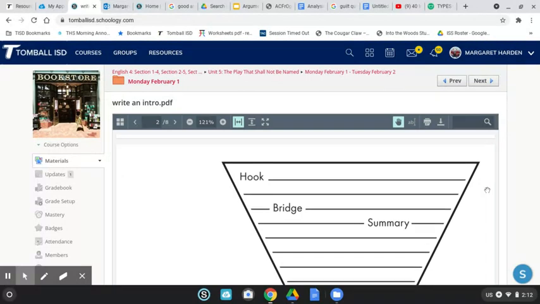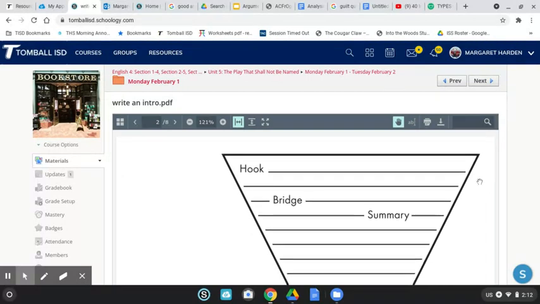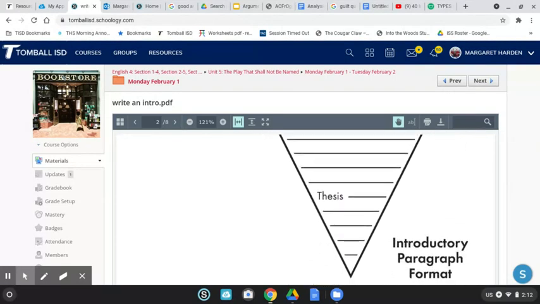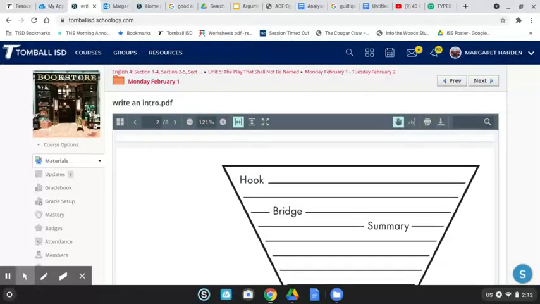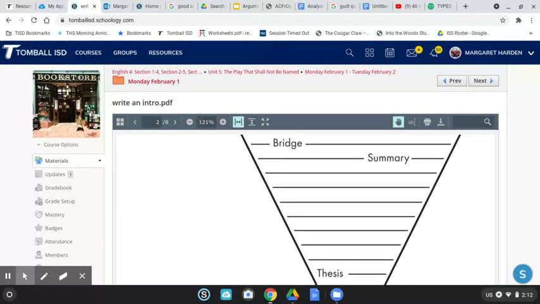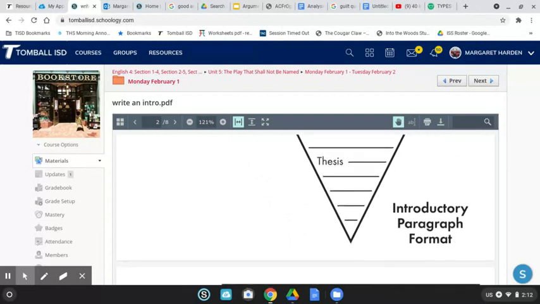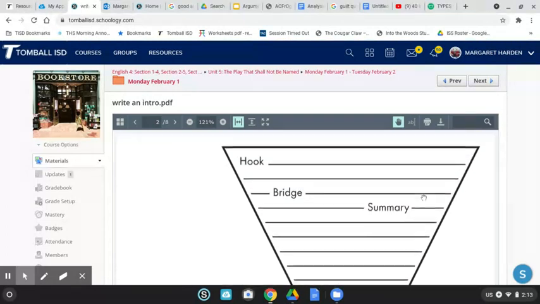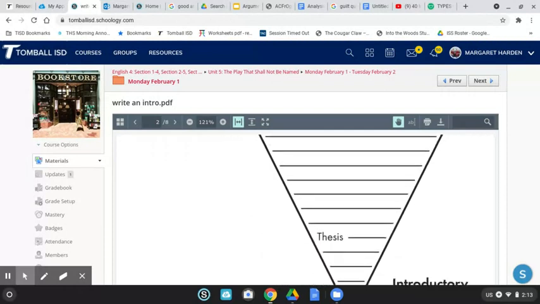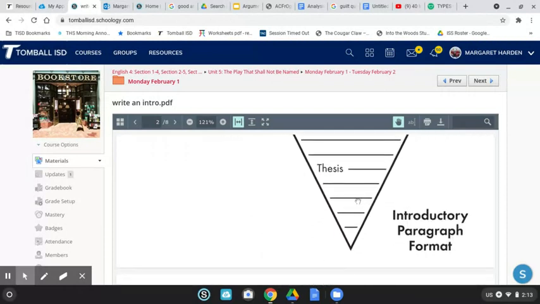And here we go. So the parts of almost any intro are a hook, bridge, a summary, and a thesis. And the intro paragraph is shaped metaphorically like an upside down pyramid because you start with a very general statement and you end with a very particular thesis.